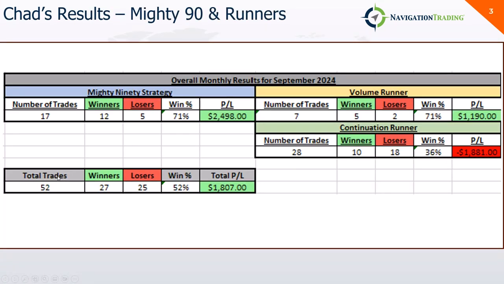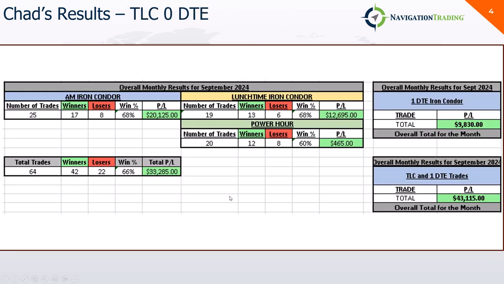Before I jump into my stuff, Dr. Chad's results, starting with his day trading, Mighty 90 and Runners: almost $2,500 on Mighty 90s, 1200 on volume runners, minus 18 on continuation runners, for a total of 1807 for the month. Chad runs our day trading live stream a few mornings per week.